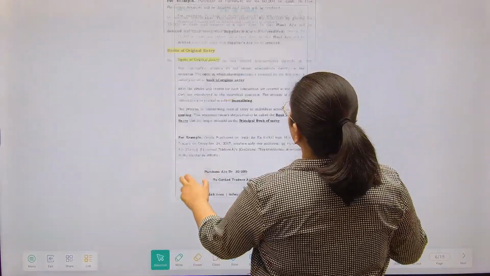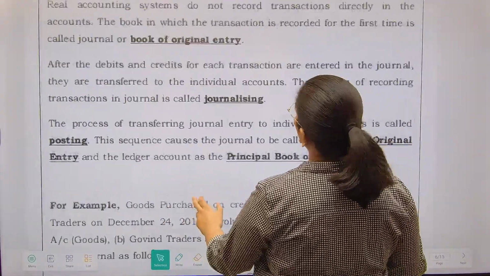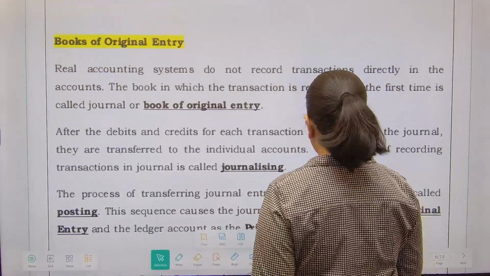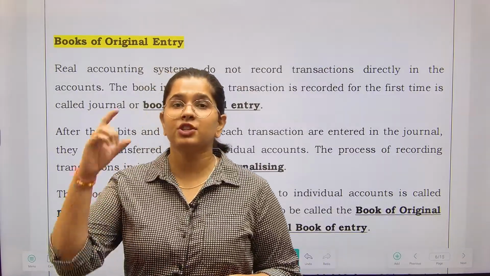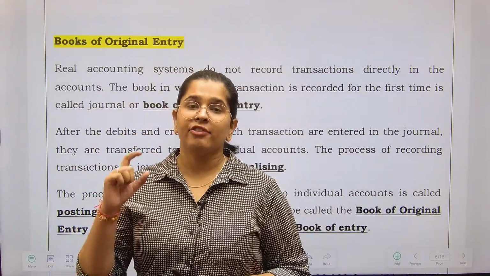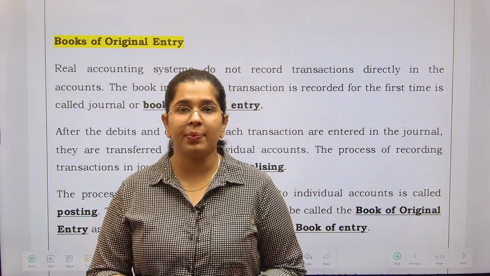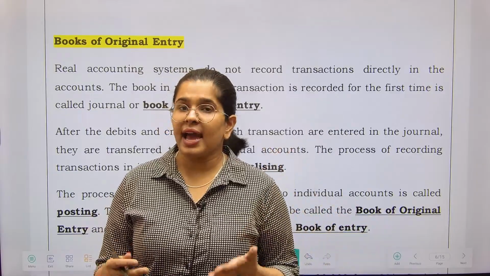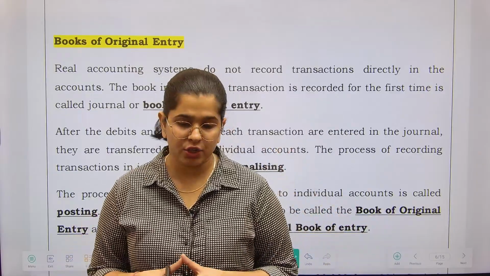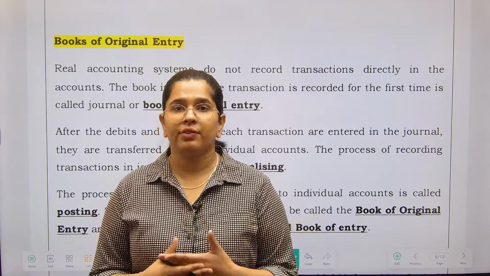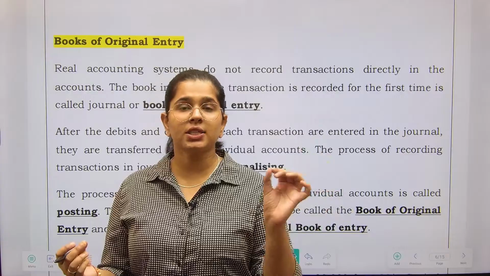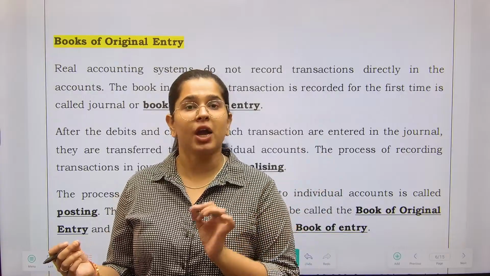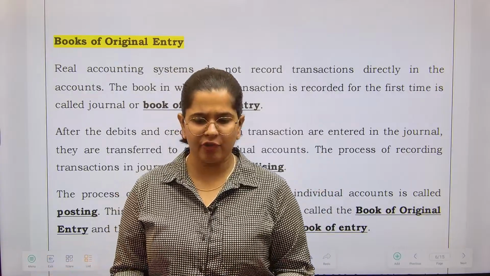Now let us come to the books of original entry. So whenever any transaction happens, we pass a journal entry. ठीक है? We pass a journal entry. For example, a worker came up to me and he asked for the wages. So I paid wages to him. So what is the entry that I'll pass? I will pass wages account debit to cash account. Right? This is the entry I will pass.